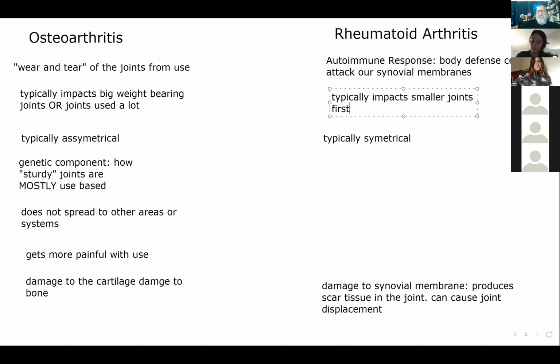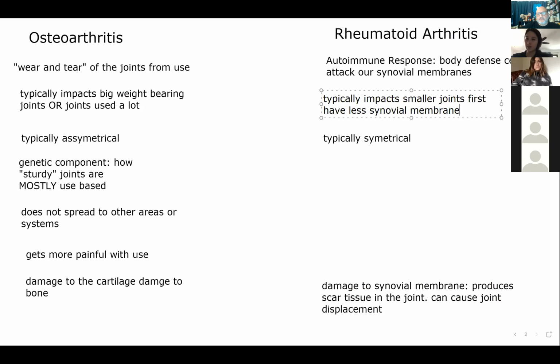first. Does that mean you can't get rheumatoid arthritis in your hip or your knee? No, you certainly can, but it's going to be the smaller joints that are impacted first because it's the smaller joints that have less synovial membrane. So the joints that have less synovial membranes in them are going to be the ones that are affected more first.